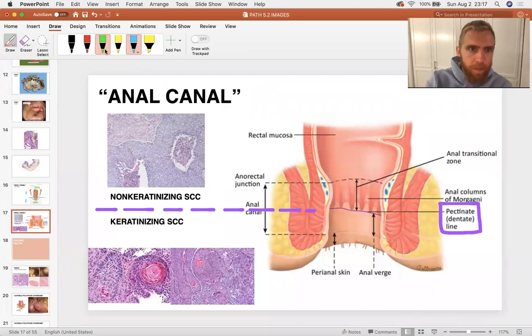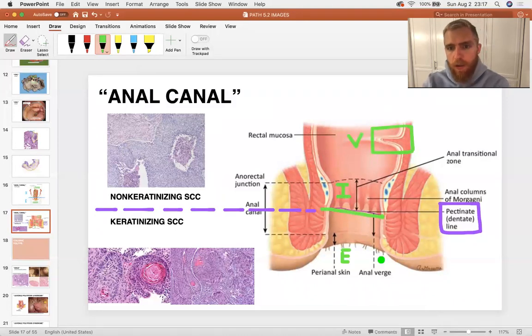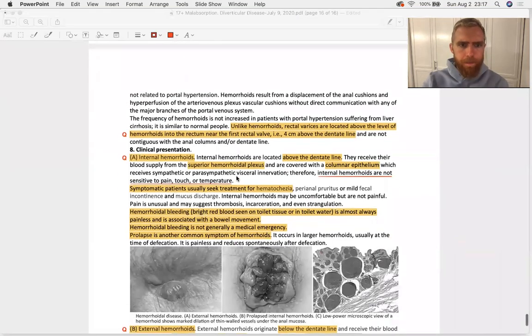So around here is about where that last rectal valve is. And so there's your dentate line right there. And so we're thinking external hemorrhoid is going to happen out here. Internal is going to be happening right up in here. And then a rectal varice, that's about where it would occur. So that's your anatomical differential.